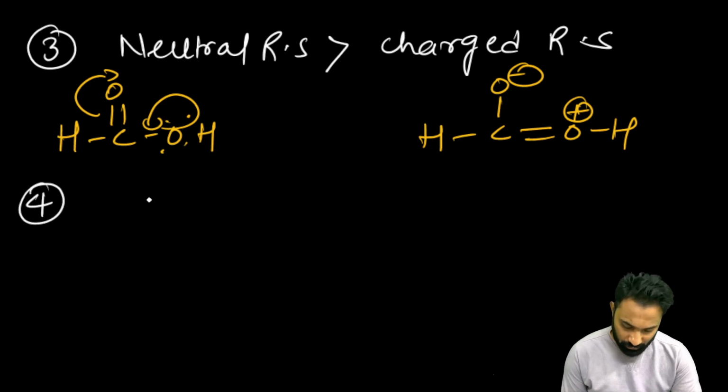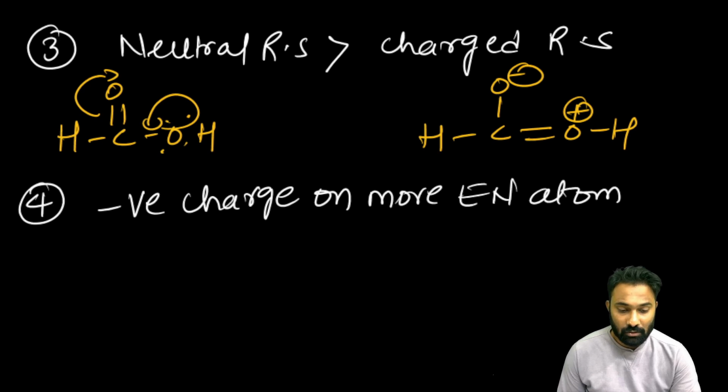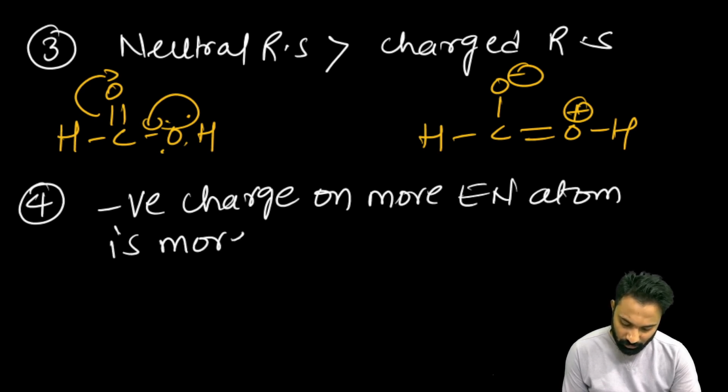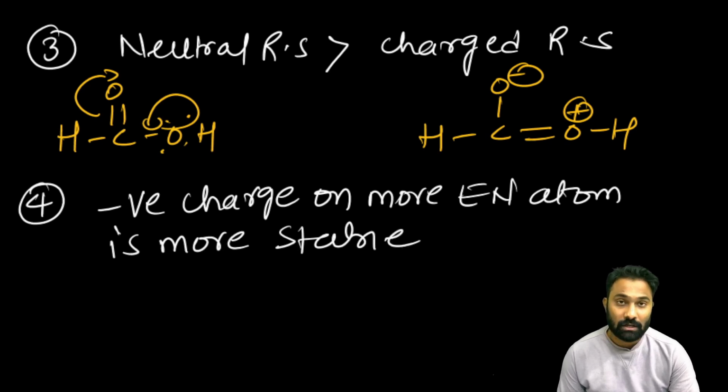Next one, the fourth one: negative charge on a more electronegative atom. A resonating structure having negative charge on the more electronegative atom is more stable than one with the negative charge on a less electronegative atom.